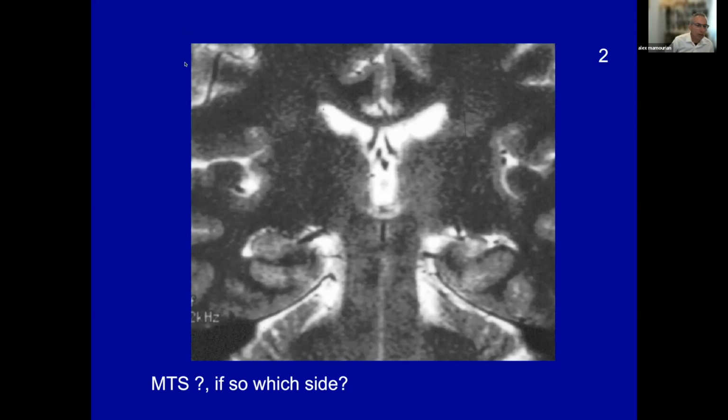Very good. Again, a little disagreement, but the overwhelming agreement was that it was the left side. Now let's look at the left and right side. We'll start with the right side. Again, not high resolution imaging.